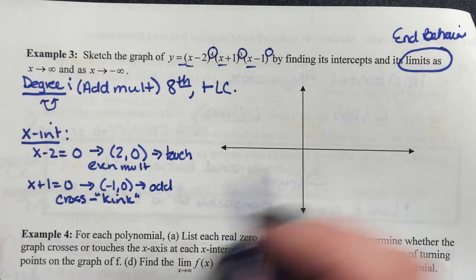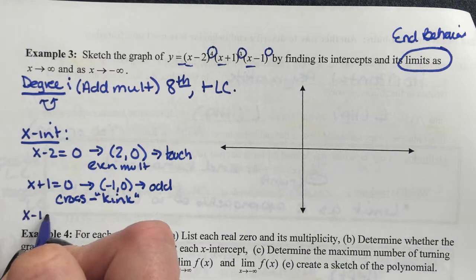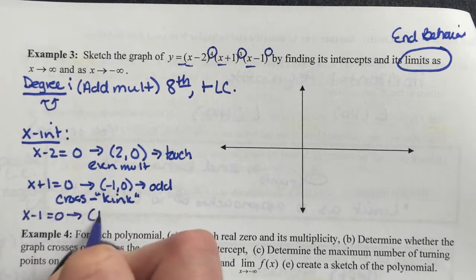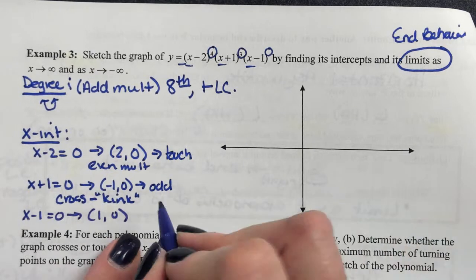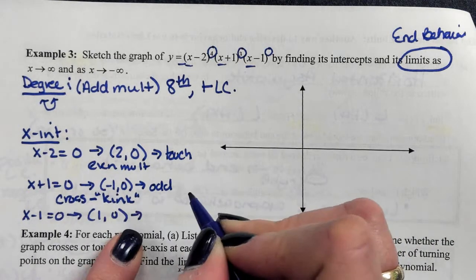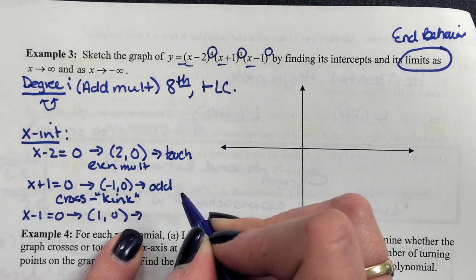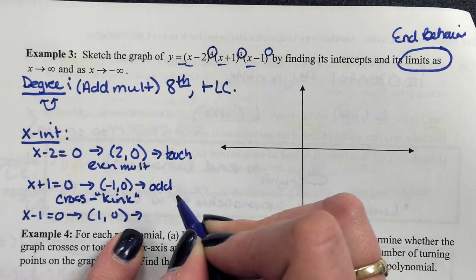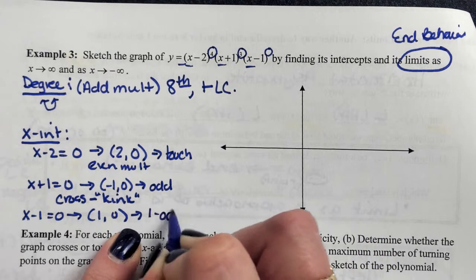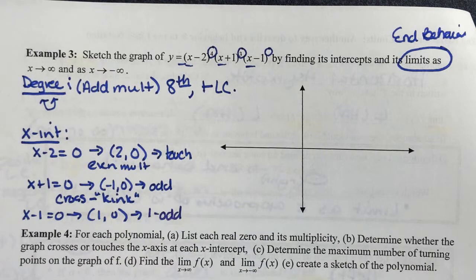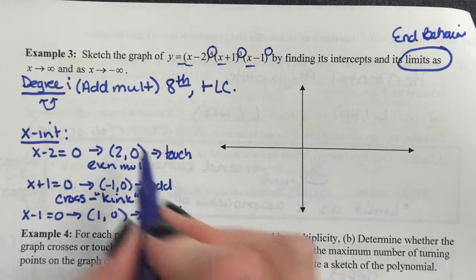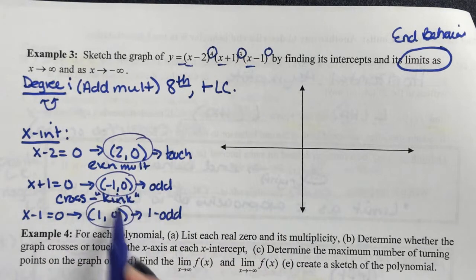What's another x-intercept? 1. And again, what's your multiplicity? Is it an odd or even multiplicity? Well, is 1 an odd number or an even number? Odd. And this is just going to cross straight over. Okay? So I've got 3 x-intercepts.